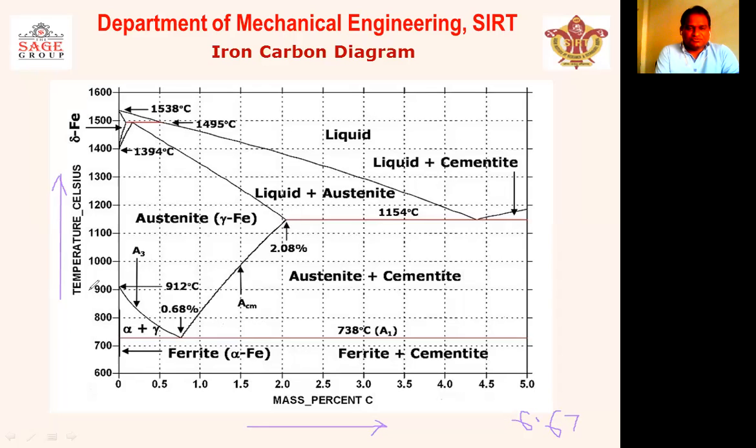After that, you have to mark the range of percentage of carbon and the temperature. So we have one metal and the other is a non-metal. We have one metal, that is iron, so here I am going to write Fe, that is iron, and on this side I am going to write carbon.